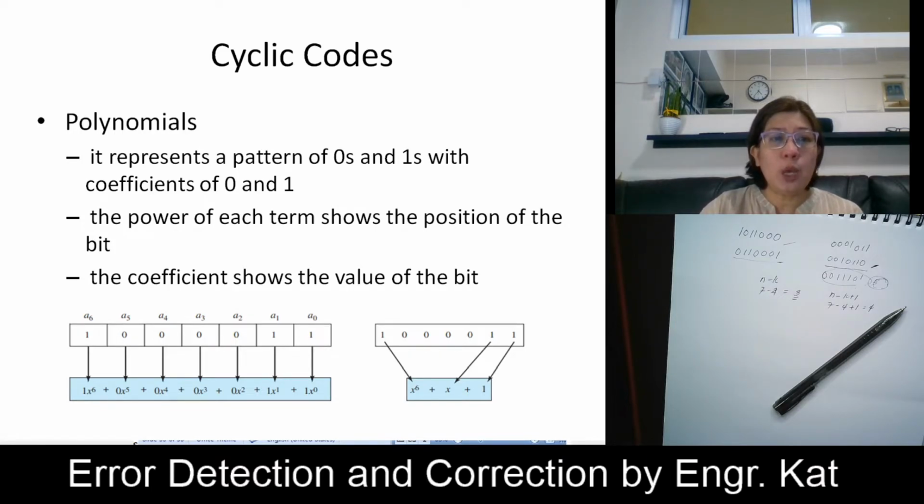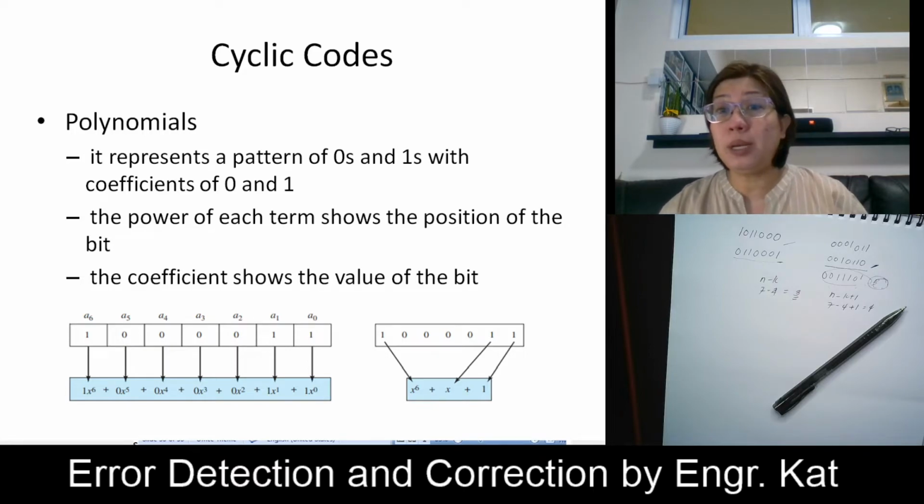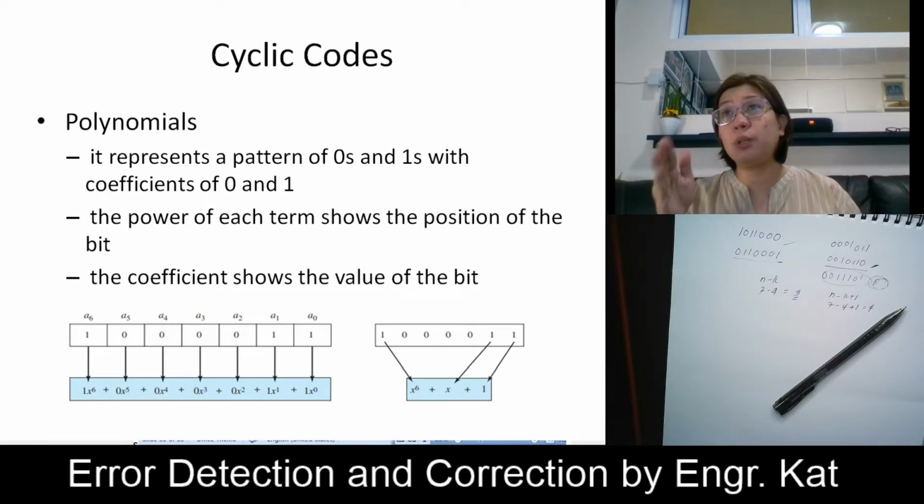So in figure B, we show how the polynomial can be shortened. We can minimize the value by removing all terms with 0 coefficients and replacing x raised to 1 by x and x raised to 0 by 1. So the figure shows one immediate benefit. We can see that a 7-bit pattern from A0 to A6 can be replaced by only three terms. In that case, 1 0 0 0 0 1 1 can be replaced by x raised to 6 plus x plus 1.